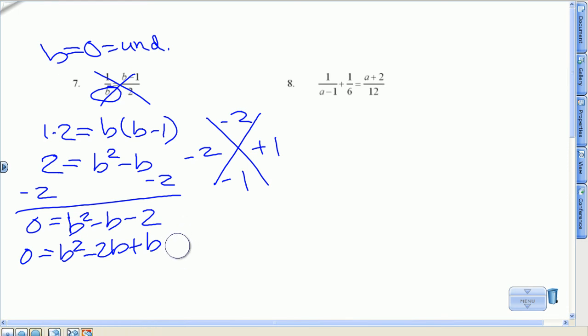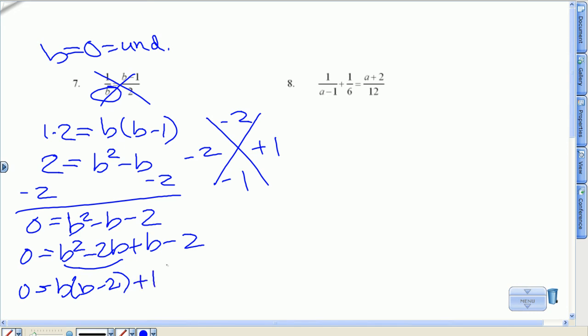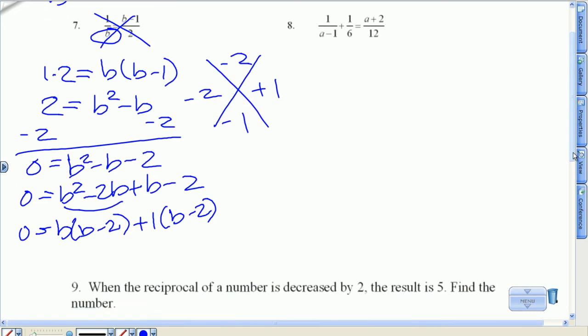That's supposed to be c here. Minus 2. Factor the GCF out. I'm only going to take a 1 out here because I don't want to change it. And I can gather up here. So I have b minus 2 common to both terms, and a b plus 1 left over.